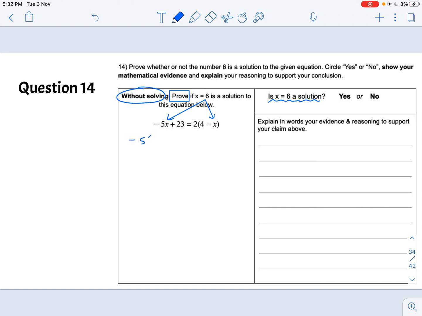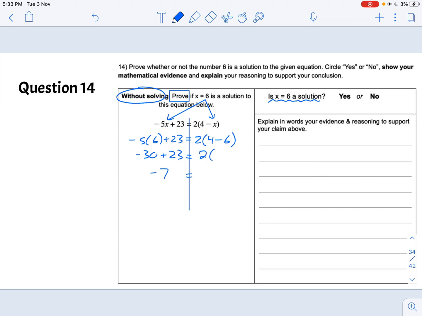So what we're looking for is, we're going to plug the 6 in for x. I would just rewrite the problem, and we really want to see this step right here. Then you're just going to work out the left and the right side and see if they end up being the same number. So let me just divide the left and the right side. This is going to give me negative 30 plus 23, which is going to be negative 7. So the left side works out to be negative 7.